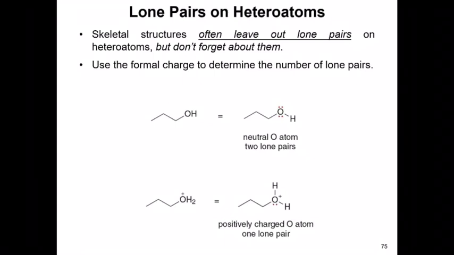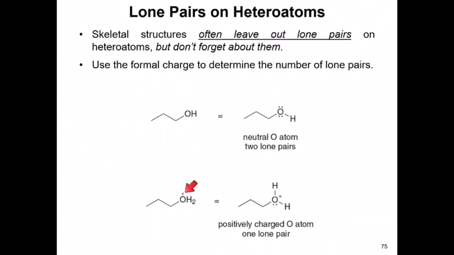So let's look at a few examples here. So here's a molecule, the skeletal structure of an alcohol. And you can see that the heteroatom oxygen doesn't show any lone pairs. But in reality, it actually contains 2 lone pairs of electrons. And you can always double check that each heteroatom follows the octet rule. So now this oxygen has 2 bonding pairs, and so in order for it to follow the octet rule, it has to contain 2 lone pairs of electrons.